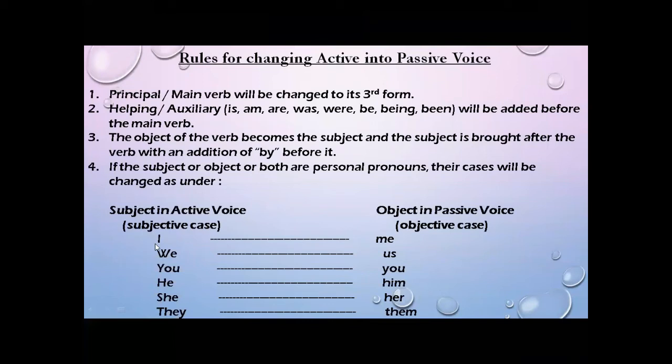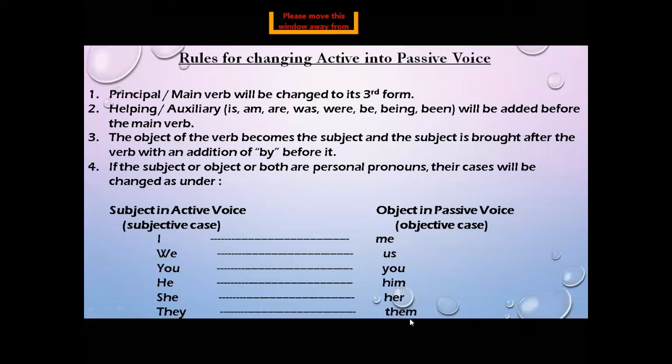It means if I was the subject of the sentence, and we change it into passive voice, the subject will be changed into me. Or if the object was me and it takes the place of the subject, it will be changed into I. Are you understanding? We will be changed into us. You will remain you, he will be changed into him, she into her, and they into them.